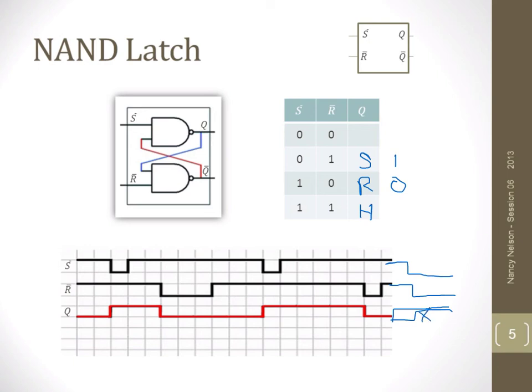So any time that both our inputs are active, we would mark it with an X to indicate that it's unstable. So in our truth table, we're going to mark that as an X. In some cases, you might see it marked as unstable. As we'll see in the next few sessions, this latch is the basic building block for all memory elements.